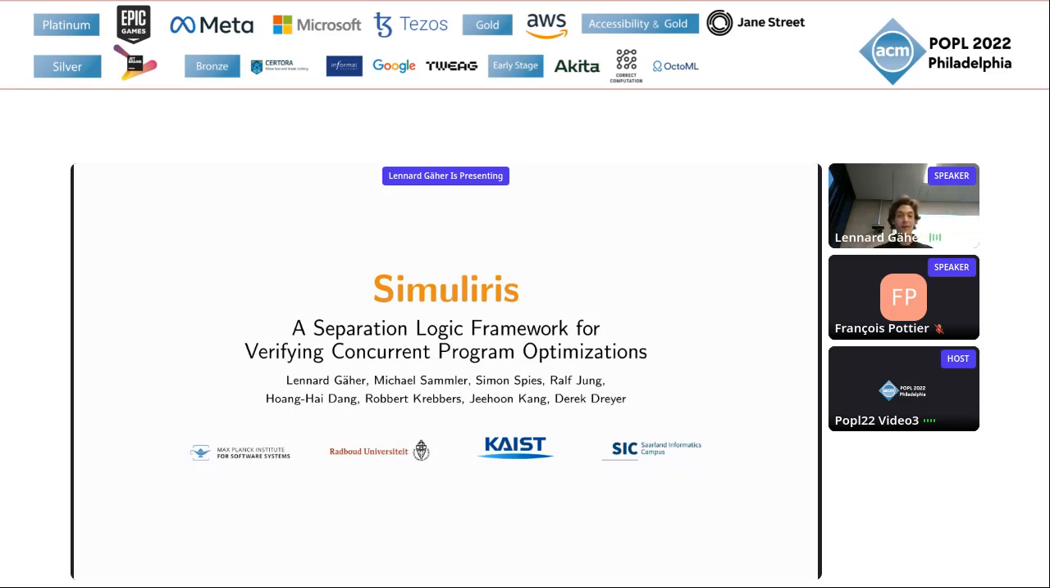My name is Lennard, and today I'm going to talk about Simuliris, which is a framework for verifying concurrent program optimizations using separation logic. So this is joint work with Michael, Simon, Ralf, Hai, Robbert, Jeehoon, and Derek.